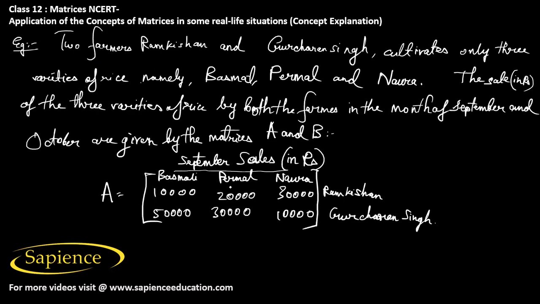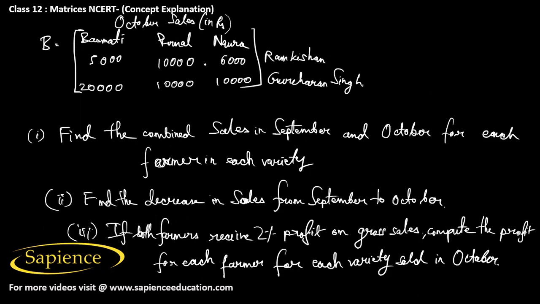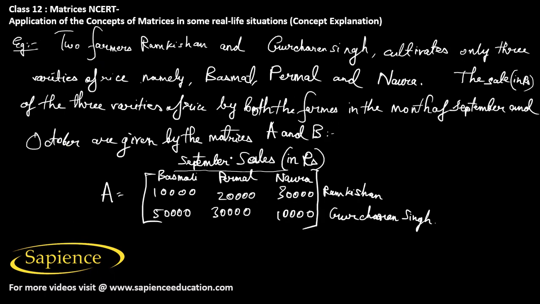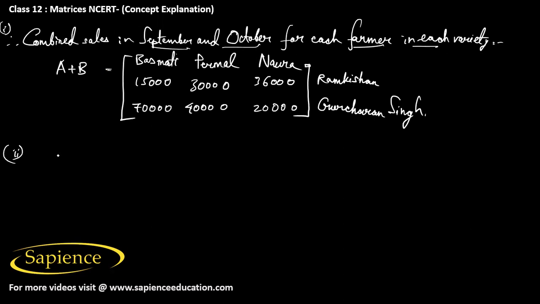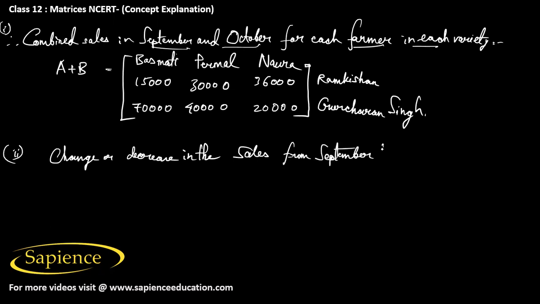As you can see, for all the rice varieties, the sales is less in the month of October than in the month of September. Therefore, here we have to find the change or decrease in the sales from September to October, which is given as A minus B.